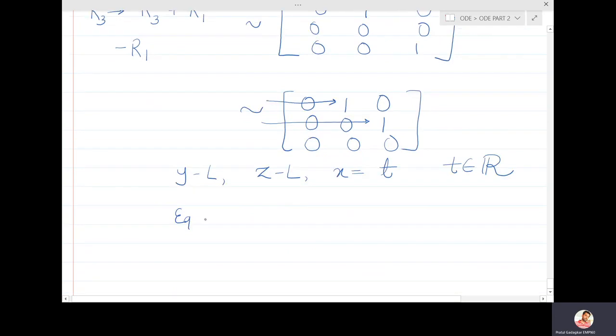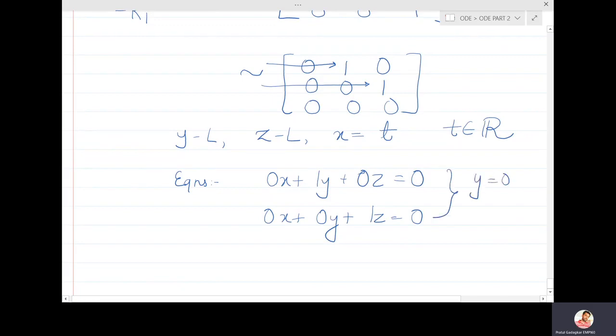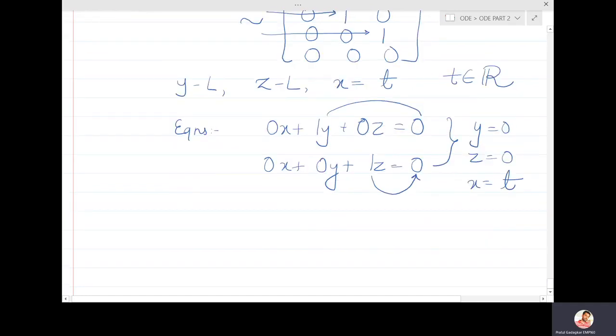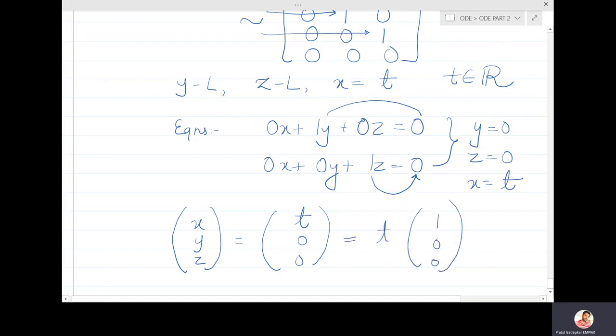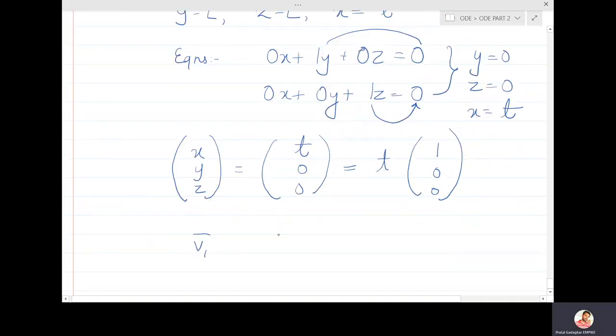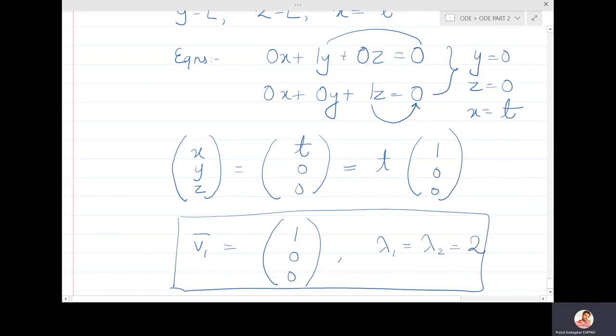Therefore, what are the equations I get from the first and the second row? The first row tells me 0x plus 1y plus 0z is equal to 0. The second row says 0x plus 0y plus 1z is equal to 0, which means y is equal to 0 and z is also equal to 0 and x is equal to t. So the eigenvector is x, y, z equal to t, 0, 0, which is t times 1, 0, 0. Therefore, for the eigenvalue lambda 1 equal to 2, and lambda 2 also 2, I get only one eigenvector, and that eigenvector is 1, 0, 0.